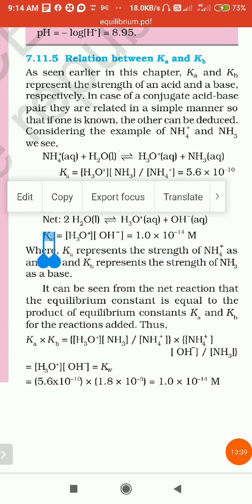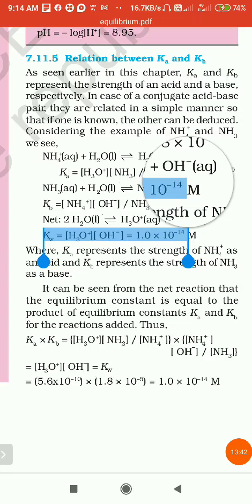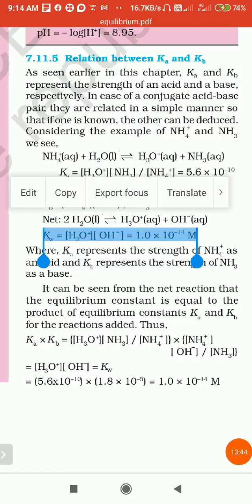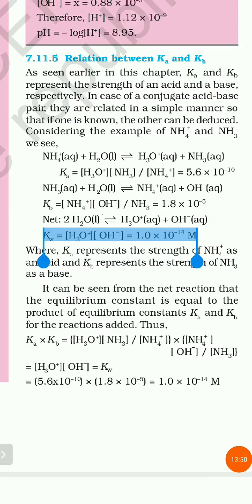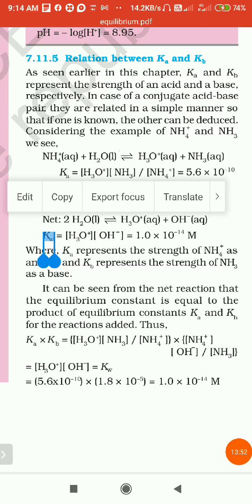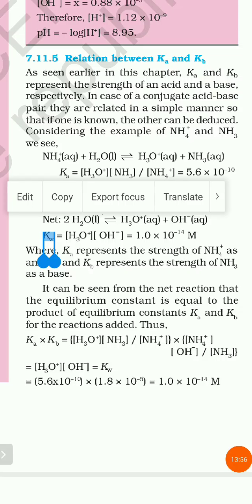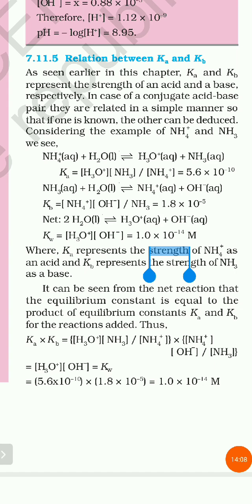Sir, how does this value come? If you ask that, these are constant values, you cannot easily determine them, right? So it is a standard value. Therefore, Kw is nothing but the water dissociation constant, or you can say the equilibrium constant for water. The value is 1.0 into 10 power minus 14.